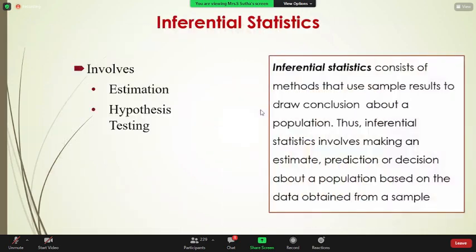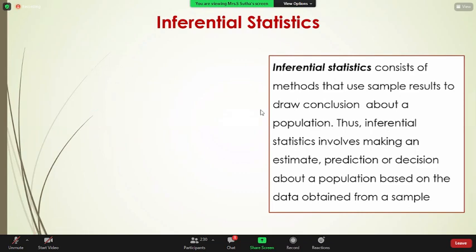Right. Now we are coming to inferential statistics. This involves the estimation procedures and the hypothesis testing procedures. This will be introduced after the 4th chapter. You will be introduced to these 2 sections, estimation and hypothesis testing.